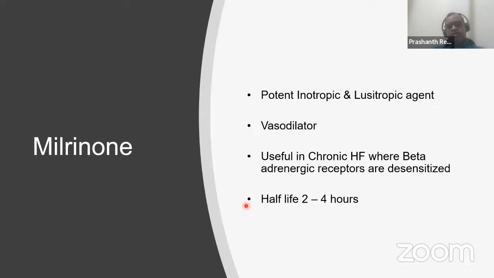The problem with milrinone: all the other agents which we have discussed till now have a half-life of only a couple of minutes, but the half-life of milrinone is about 2 to 4 hours. So whenever you are using milrinone, this half-life has to be taken care of. The other agent which was there prior to milrinone, amrinone, was used for some time, but the problem was significant thrombocytopenia when amrinone was used. So amrinone is no longer available now. The available agent is only milrinone.